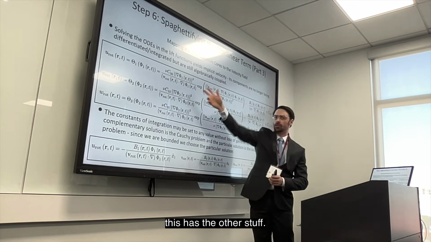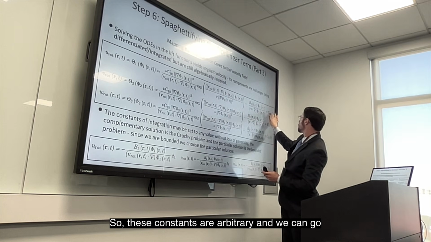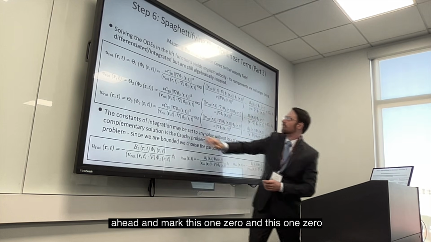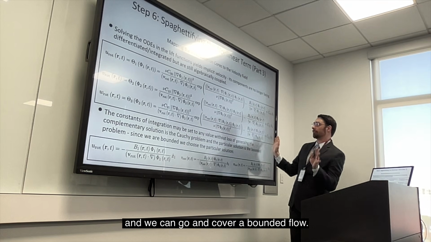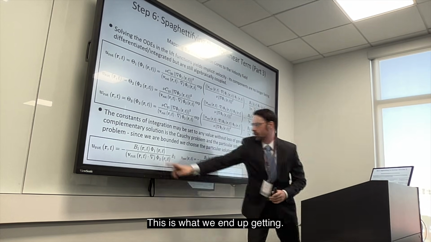This has no boundary term. This just has the other stuff. So these constants are arbitrary, and we can go ahead and mark this one 0 and this one 0, and we can go ahead and cover a bounded flow. We only have time to go over the bounded flow today. This is what we end up getting.